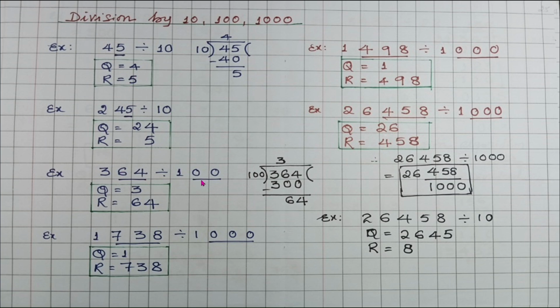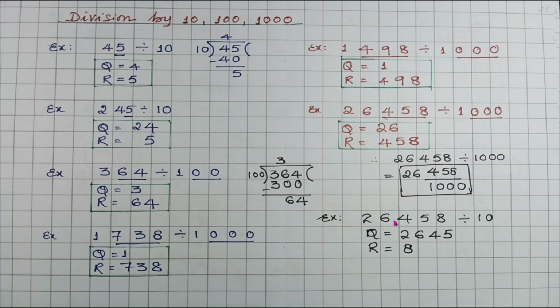364 when divided by 100, the quotient will be 3 and 64 will be the remainder. 1738 when divided by 1000, 1 will be the quotient, 738 will be the remainder. So 3 zeros, 3 digits will be the remainder. If you have 1498, 1 is the quotient, 498 is the remainder. 26,458, 26 is the quotient and 458 is the remainder. So the answer for this is 26,458 divided by 1000.